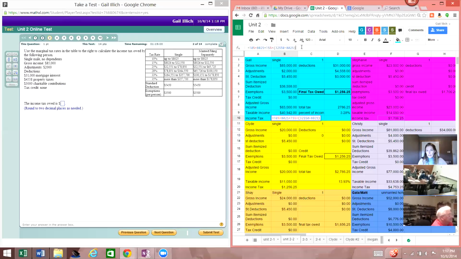Okay, then I'm going to get into the 25% bracket, and I'm going to multiply that by the amount of money I have beyond 32,550. So I'm going to take my taxable income, which is what's in cell B9, and I'm going to subtract the 32,550, and then I'll close my parenthesis.